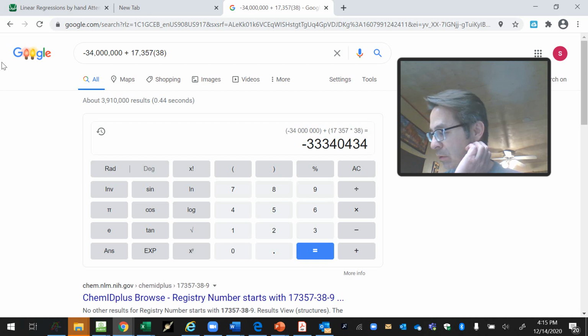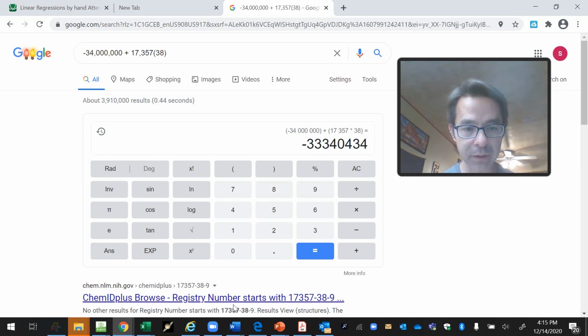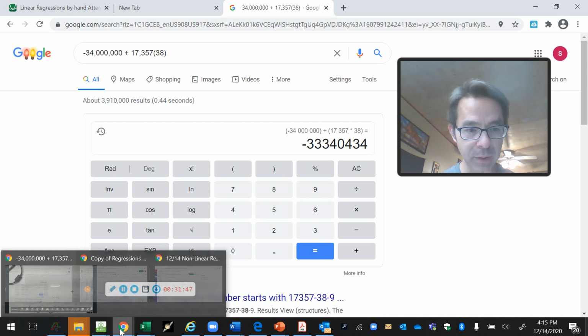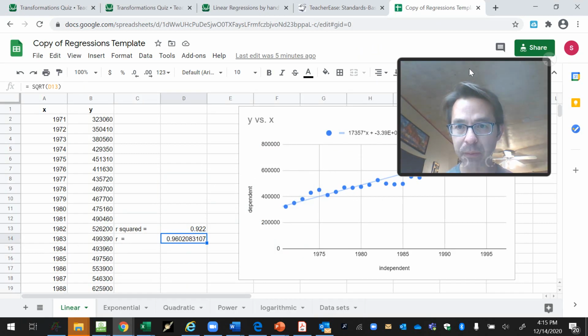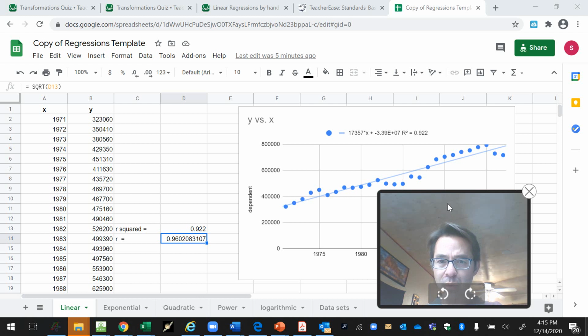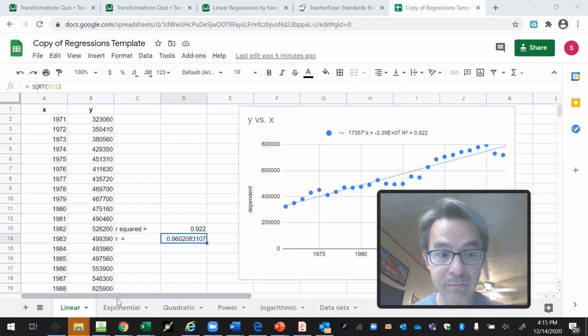So, let me go back to the linear regression model. Make sure I wrote the numbers down correctly. Negative 3.39E7, 17,357. Nope, I did that correctly. Okay, so, no bueno.